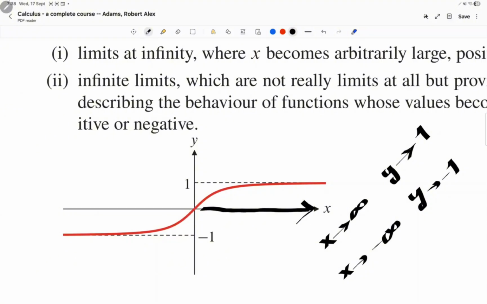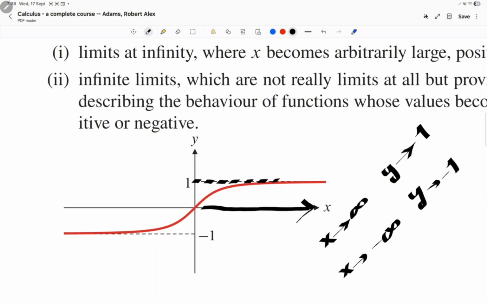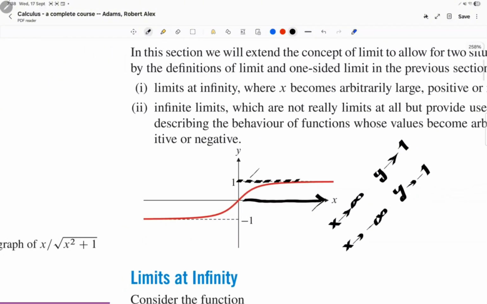Do you know what these dotted lines are called? Horizontal asymptotes. Yes, we have a horizontal asymptote, and we also have here another horizontal asymptote. One is equal to 1 and one is equal to negative 1. Why is it called that? Because it's a dotted line and it's horizontal. Good?